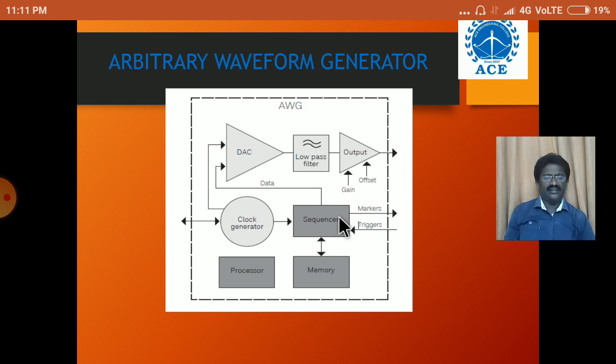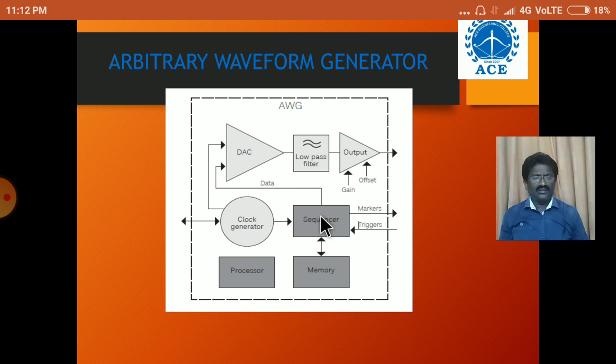Synchronization is maintained by the trigger generator, which enables the waveform. Trigger events can be internal, external, or linked together, linked to another arbitrary waveform generator. So this is the second block.